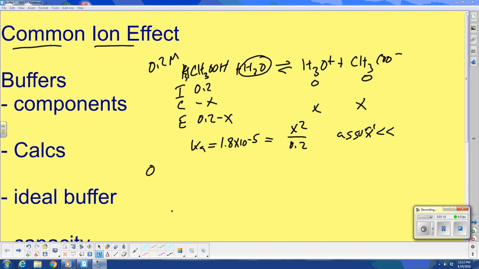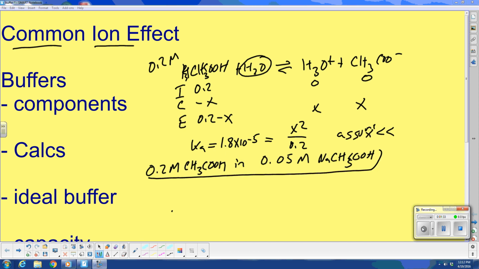So it would be something like you have 0.2 molar acetic acid, CH3COOH, sorry, I dropped that C, now in 0.05 molar sodium acetate. So that's how a common ion question would be stated. And how does that change things?